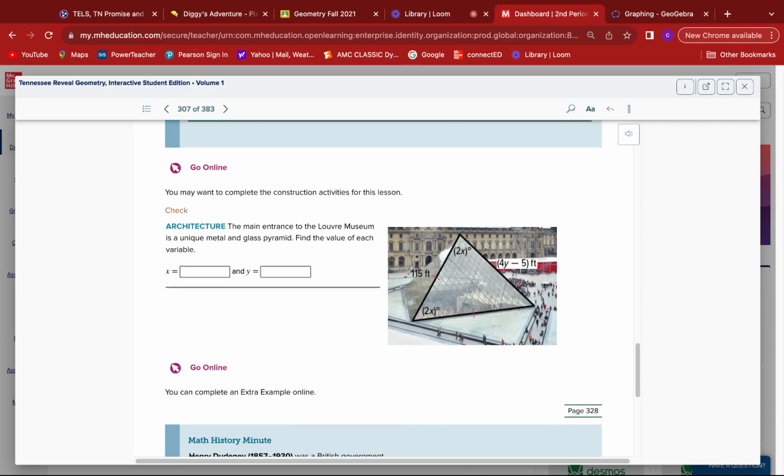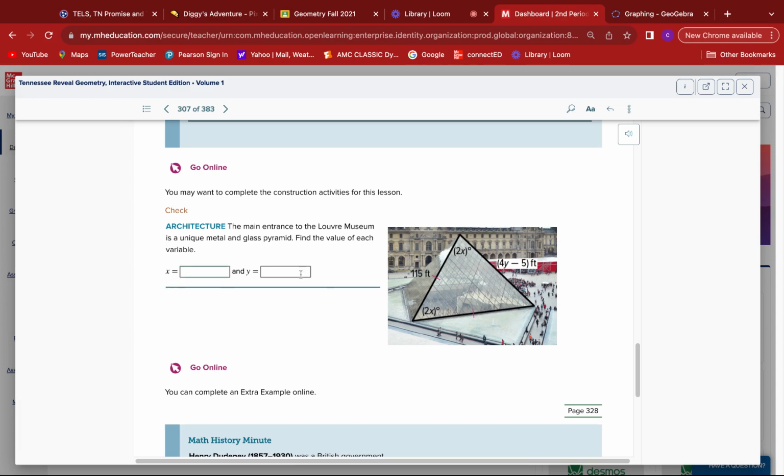All right, we've got an architecture problem. It says you may want to complete the construction activities for this lesson online. I'm sorry, I read the wrong thing. The main entrance to the Louvre Museum is a unique metal and glass pyramid. Find the value of each variable.